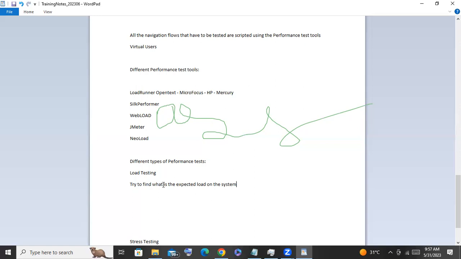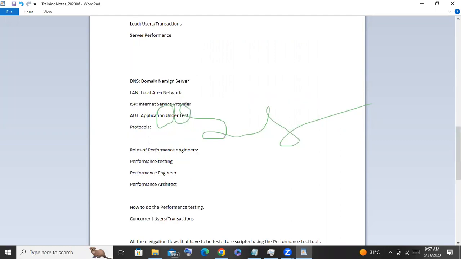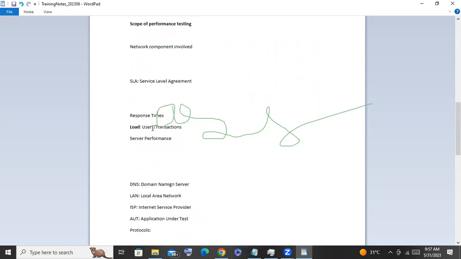So the client would gather all those requirements and give them to you. They would say, this is the kind of load that I would see on day one, and I want to ensure that my application is able to sustain that load. Okay, clear about it, guys? And again, what do you mean by sustain?